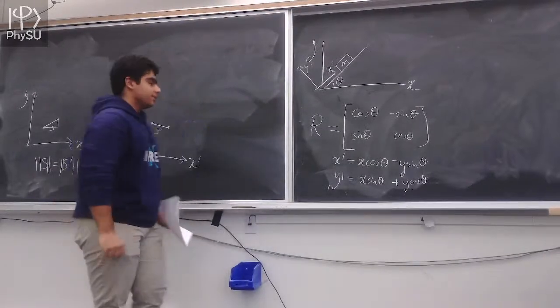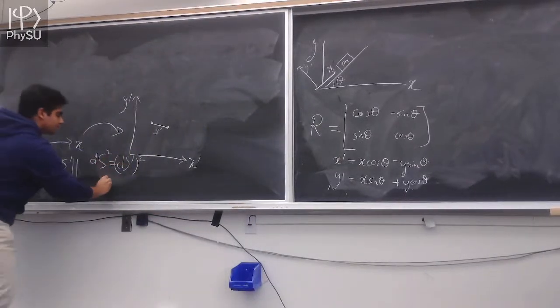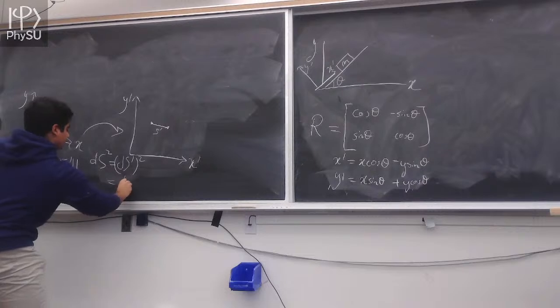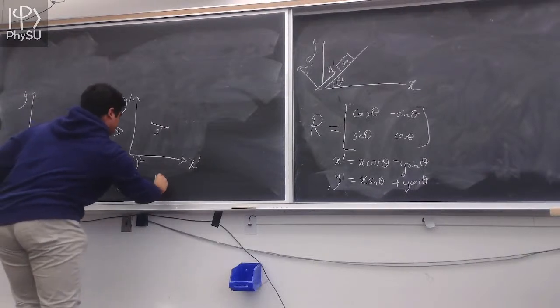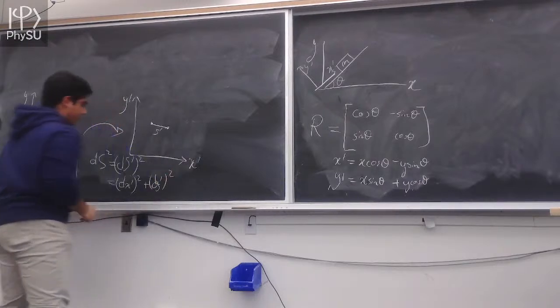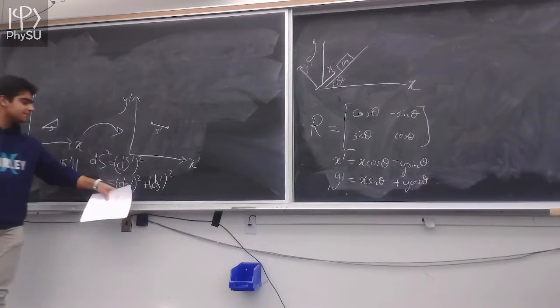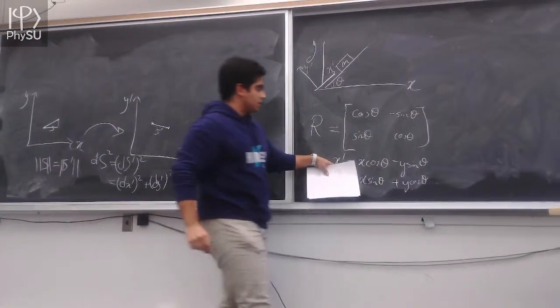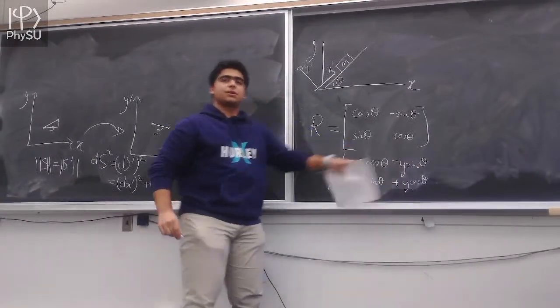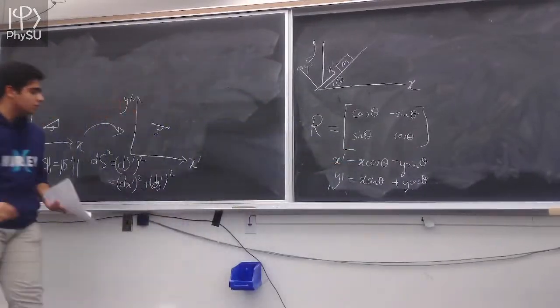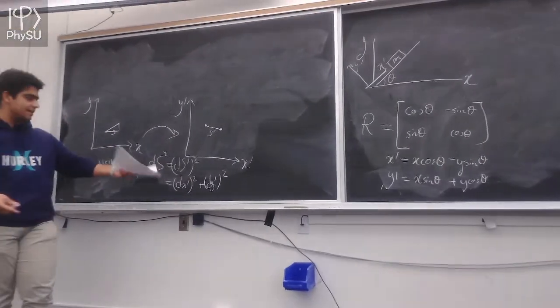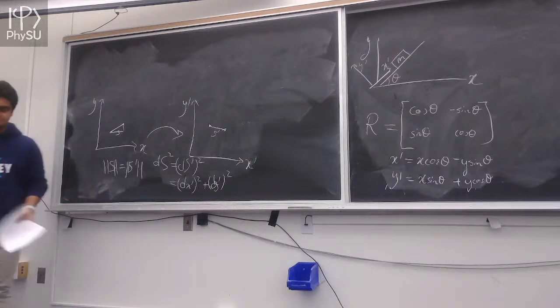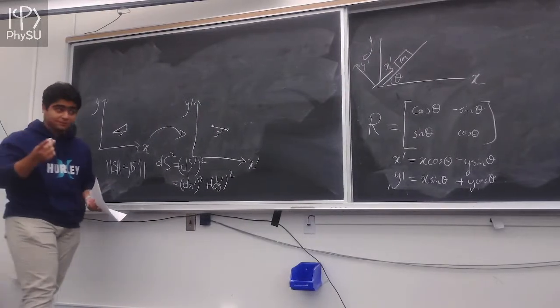So what you're going to do is write ds prime squared as dx prime squared plus dy prime squared. Then instead of saying dx prime, you're going to write this expression and square it. Once you add them, you find that it does indeed equal dx squared plus dy squared, which is ds squared. I'm not going to go through that because it's very time consuming, but you can check that for yourself.